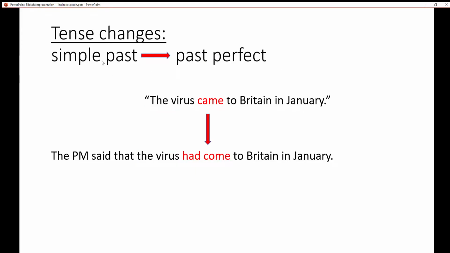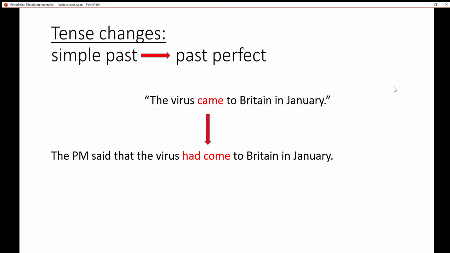Simple past also becomes past perfect. So the Prime Minister says the virus came to Britain in January, and the reporter writes, the PM said that the virus had come to Britain in January. So here we have the simple past form of come, and here we have the past perfect form of come. So simple past becomes past perfect. Past perfect of come is had come. It's an irregular verb. So came in the simple past becomes had come in the past perfect.